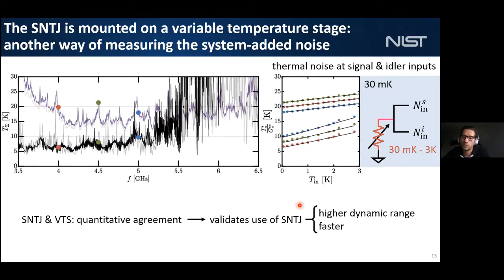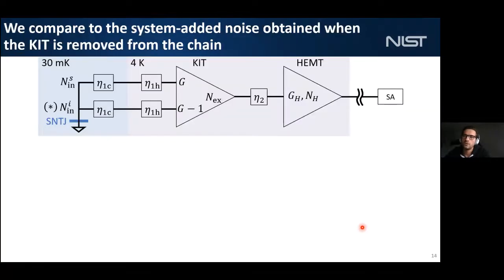And using a noise source like this has actually several advantages. It has a higher dynamic range. It's also a faster measurement. So finally, you see in this chain, we have additional microwave components that you've seen in the big experimental setup that we need to have to operate the kit. And we would not have them if we were only using the HEMT.